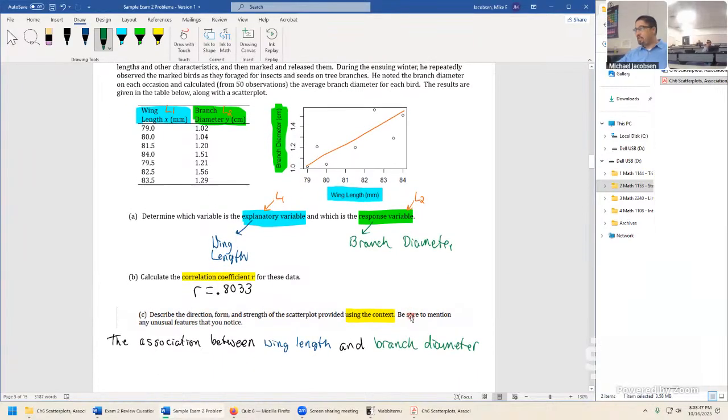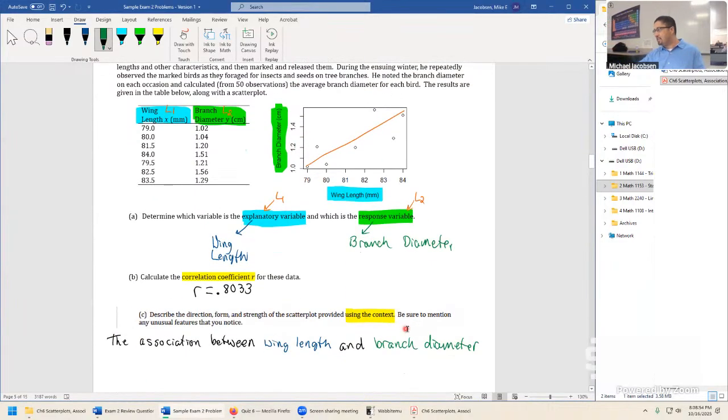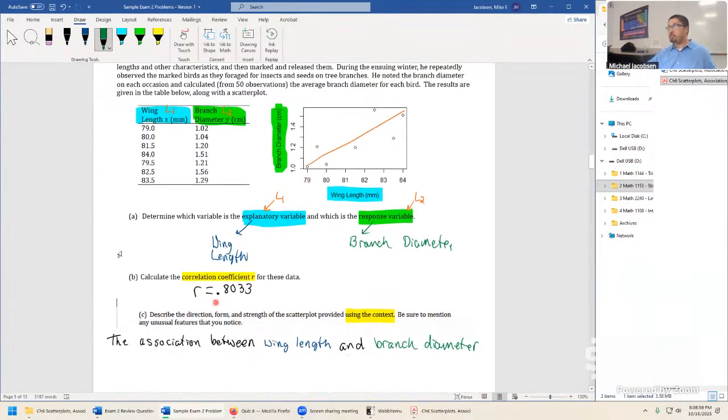So we can say association between those variables. You could say the wing length of the tufted titmouse and the branch diameter that they perched on, but it's okay to be a little bit terse. The write-up there does convey the additional information. We want to say the direction. It's positive because it's going up. Also, our correlation is positive as well. So we can say it is positive. This is where we mentioned the direction.